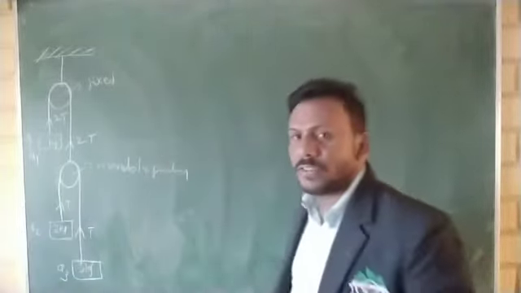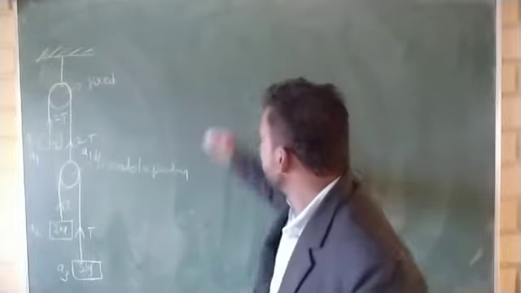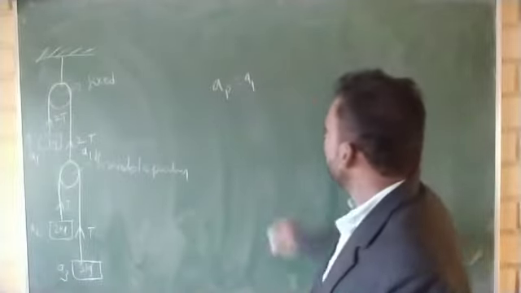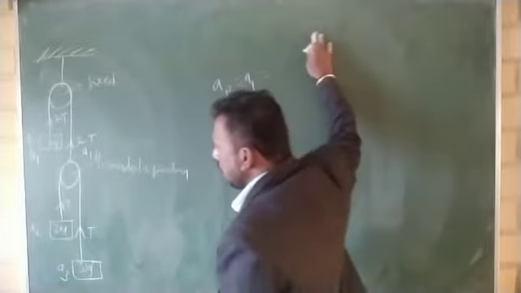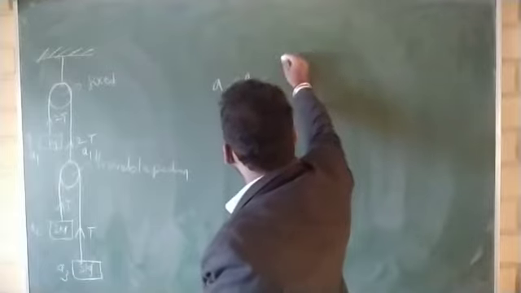What is the acceleration of the movable pulley? For example, this moves with an acceleration a1. What is the acceleration of this pulley? Here also a1. A1 is in the upward direction or downward direction? Downward direction. AP is equal to a1. That is equal to (a1 plus a2) divided by 2, which is the formula. Here a2 is in the upward direction.